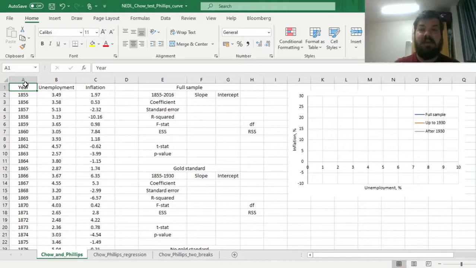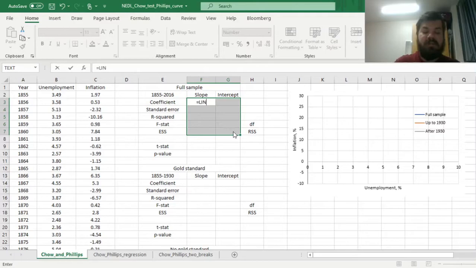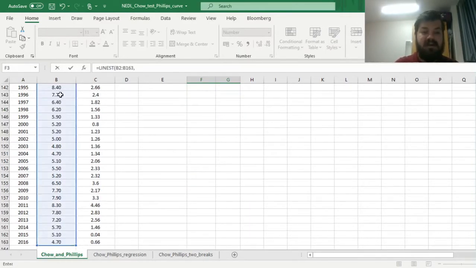So, to start with, we have to estimate the Phillips curve, so the linear relationship between inflation and unemployment, on the full sample. So here we've got the template, and we just need to apply the linest function, selecting the unemployment as the dependent variable and inflation as an explanatory variable. We need the constant here, and the constant is actually quite important because in some interpretations of the Phillips curve, it is referred to as the natural rate of unemployment.